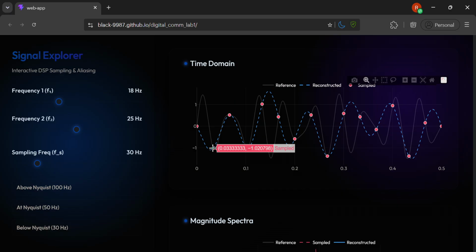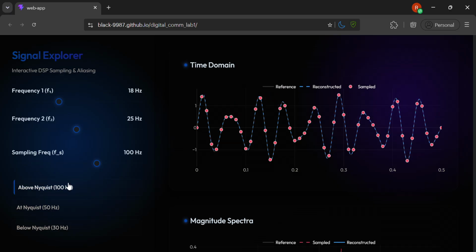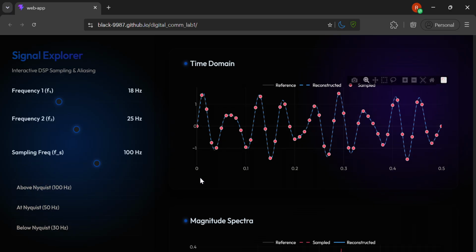Now I'll start with the first condition, above Nyquist, which uses a sampling frequency of 100 Hz. Here the sampling frequency is sufficiently high compared with the highest frequency in the signal. If we look at the time domain graph, the red sample points are relatively dense. They follow the gray reference waveform closely, so the reconstruction has enough information to reproduce the original signal. The blue reconstructed curve is therefore close to the gray reference curve. This is what we expect when the signal is sampled properly.